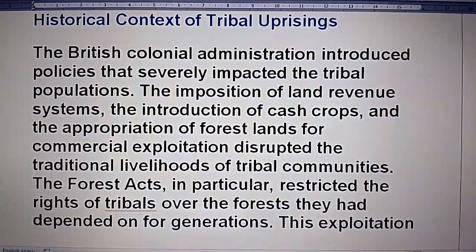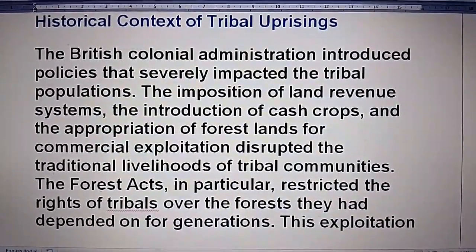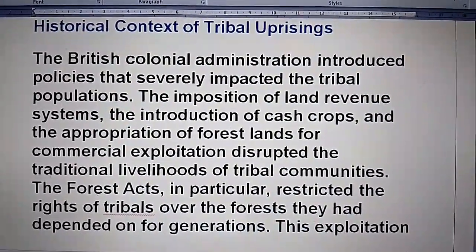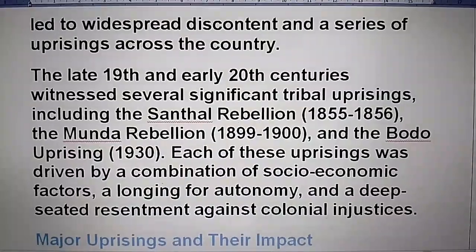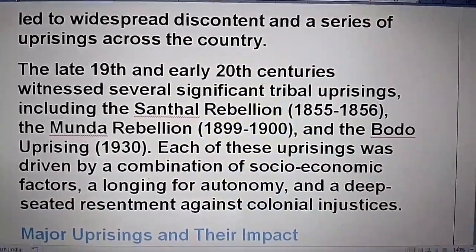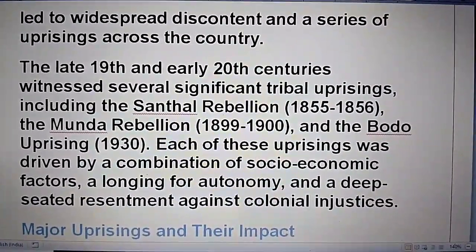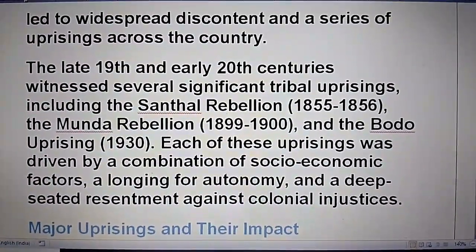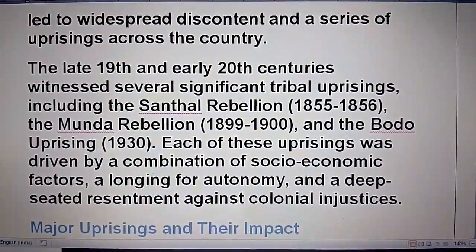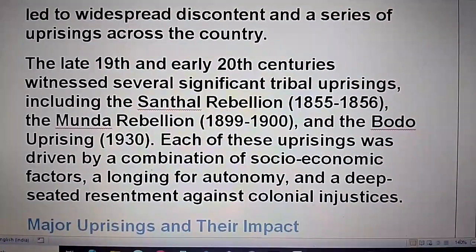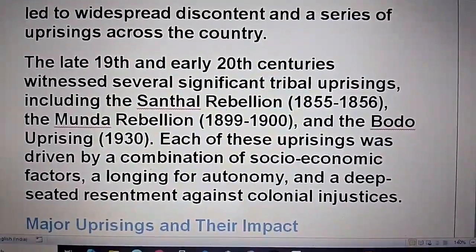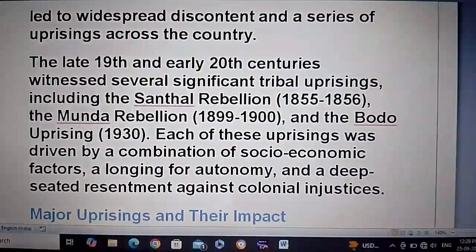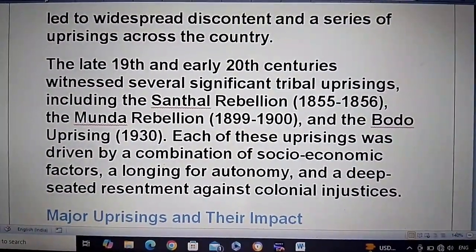The Forest Acts in particular restricted the rights of tribals over the forest they had depended on for generations. This exploitation led to widespread discontent and a series of uprisings across the country. The late 19th and early 20th century witnessed several significant tribal uprisings, including the Santhal Rebellion 1855 to 1856, the Munda Rebellion 1899 to 1900, and the Bodo Uprising 1930.